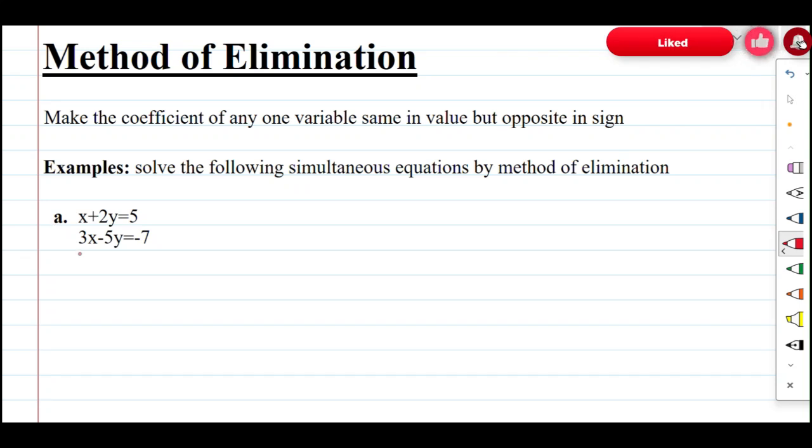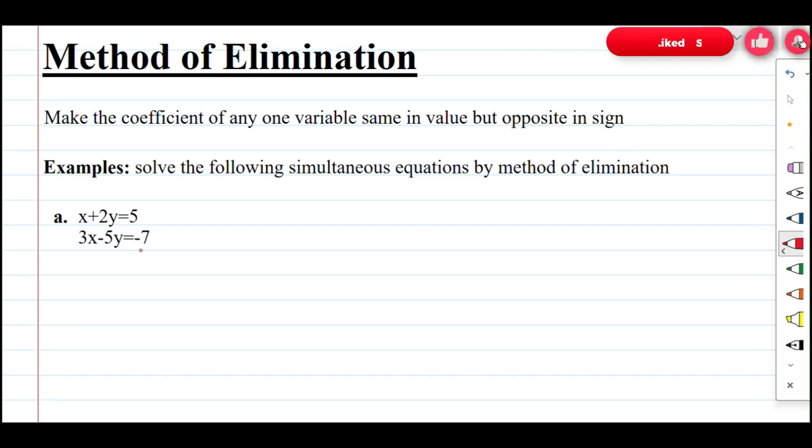Now in method of elimination, we have to make the coefficient of any one variable same in value but opposite in sign. So this is up to you which variable you are going to pick, whether you want to pick the variable x or the variable y. The x coefficients are 1 and 3, the y coefficients are 2 and minus 5. You have to make their coefficients same in value but opposite in sign.